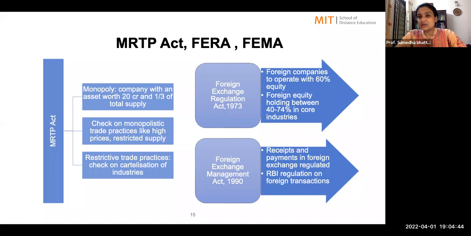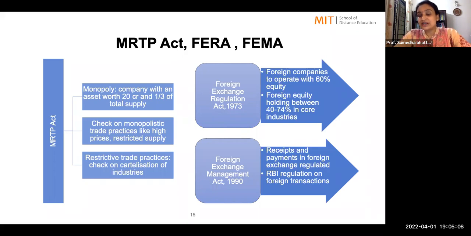In the year 2001, the Competition Act was introduced. The Competition Act was more liberal. It was not that they would keep a check on the expansion of firms, but they would check whether the firms are trying to act as a monopoly and not letting other producers enter. So that was the Competition Act.